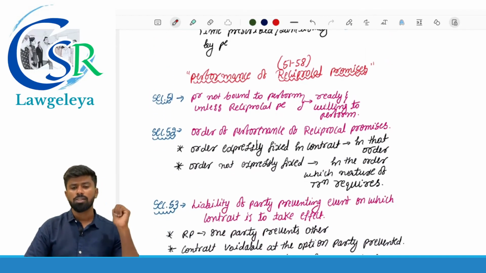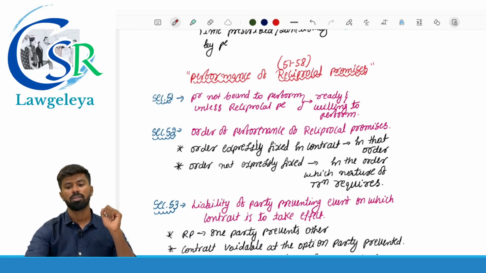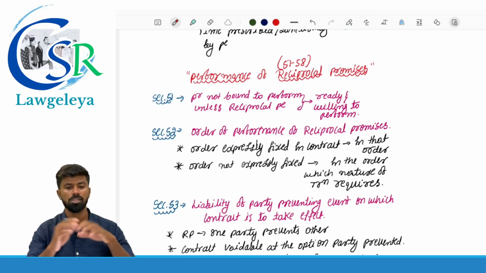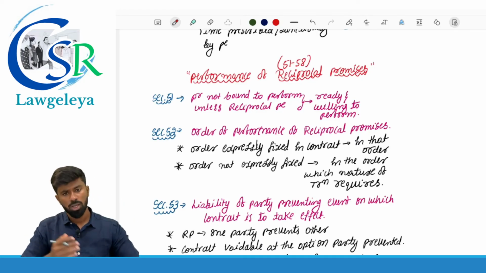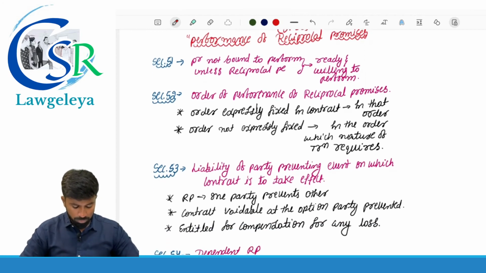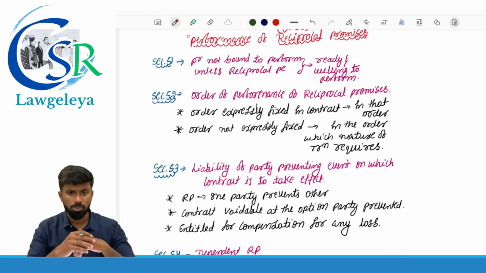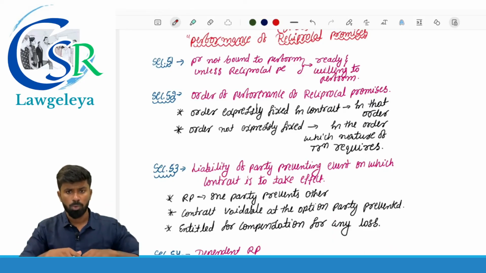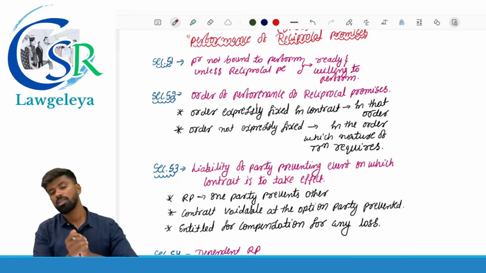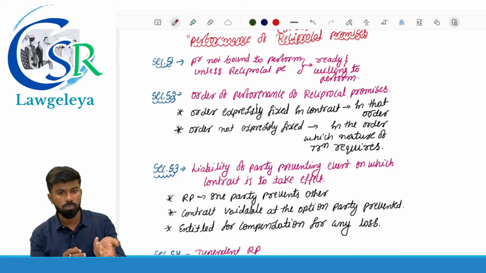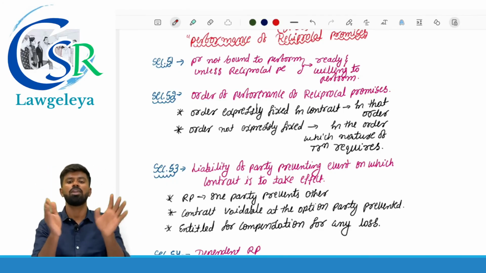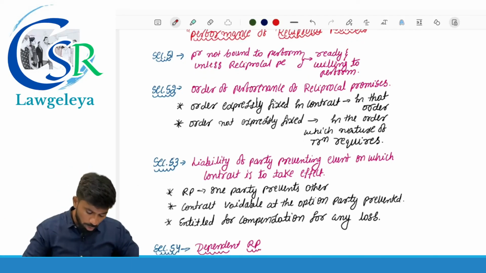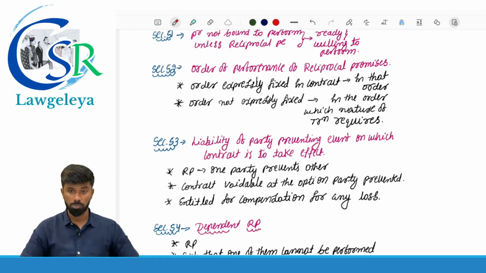Sections 51 to 58 deal with what? Performance of reciprocal promises. What are reciprocal promises? Where there is a promise for a promise, it is called a reciprocal promise. Section 51, simultaneous reciprocal promises: if there are reciprocal promises to be performed simultaneously, then the promiser need not perform his promise unless the other party is ready and willing to perform his promise. Next, Section 52, order of performance of reciprocal promises.